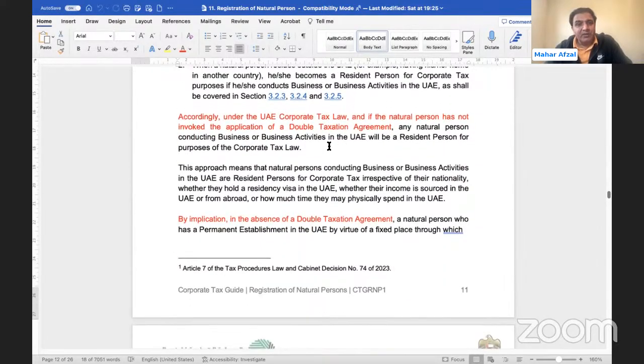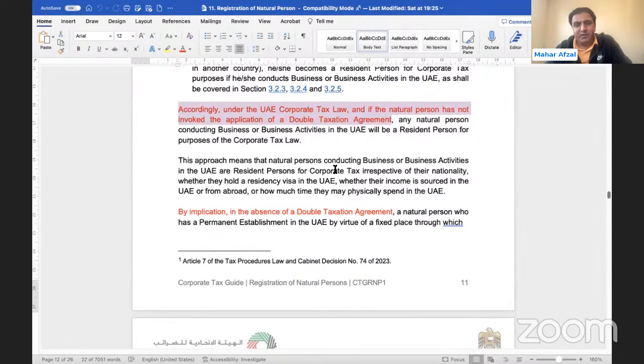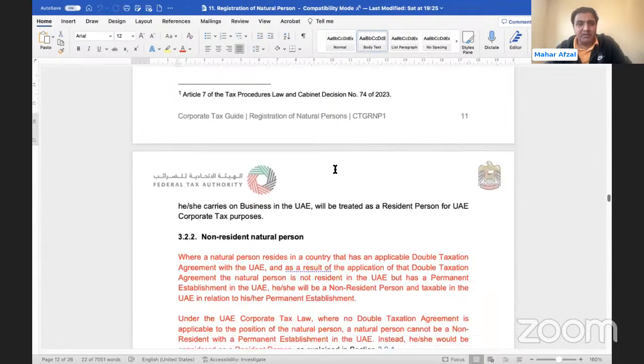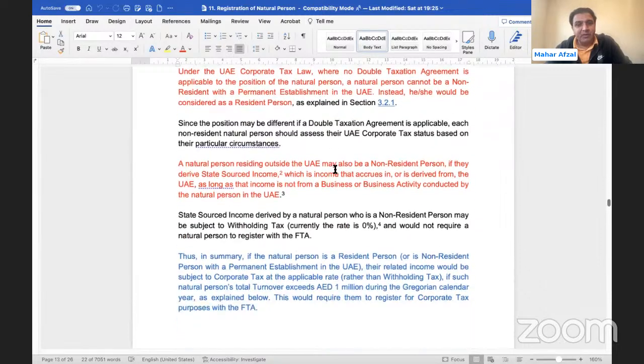Another highlight is regarding a natural person who has not invoked this. We have already discussed in detail when the double tax treaty is invoked and when it is not invoked. If invoked, what will be the treatment? If not invoked, what will be the treatment? This is the same thing that we already discussed.